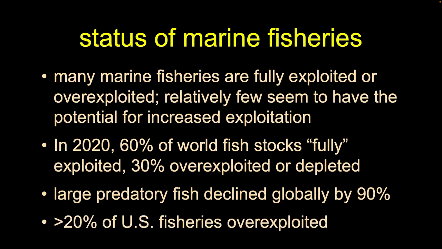In the U.S., we're faring a bit better. About a fifth of our fish stocks are so-called overexploited. So essentially what we've mostly done in places like California is we've stopped our fishing. So that's good for the fish stocks. And then we just eat our fish from other places that don't manage their fisheries very well. That's the general story.